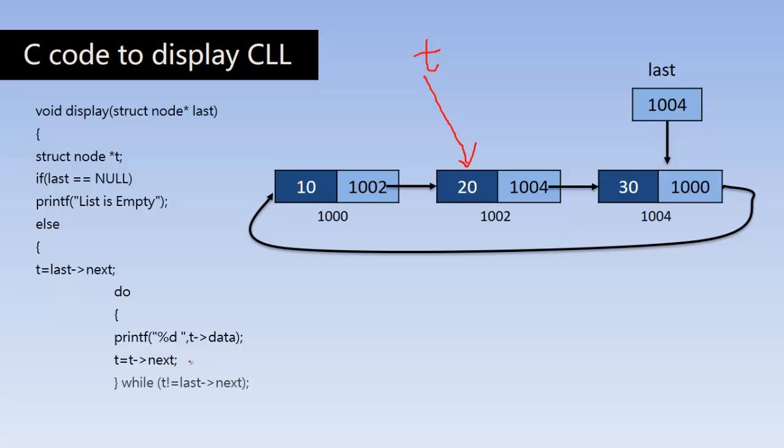So this will work until t is not equal to last arrow next. This will iterate, and every time t prints the data, it is incremented by t arrow next. And whenever t reaches here, t arrow next, that means this part, and t is not equal to this thing, you repeat the loop, right? So in the last iteration, t points to 1000. At that time, this condition does not hold, right? So the while loop expires, and you come out of the loop by displaying all the nodes in the list.